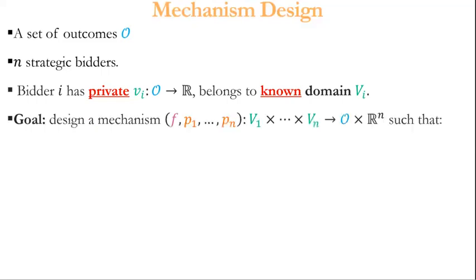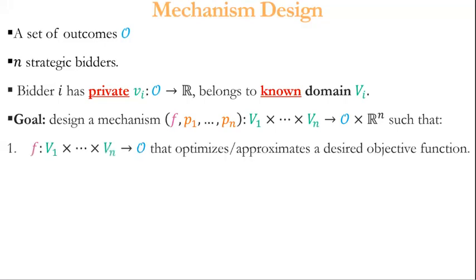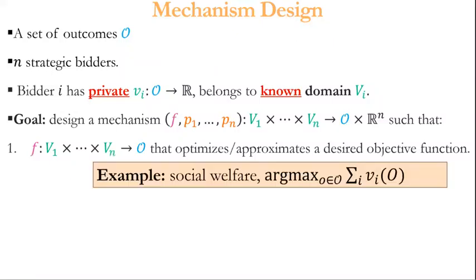Now we want to map every valuation profile to an outcome and to a payment for each bidder. And when doing so, there are usually two aspects that you want to take into account. First, you want to maximize or approximate some objective function. And a classic objective function is welfare maximization, which is maximized when we output the outcome that maximizes the sum of the values of the players.